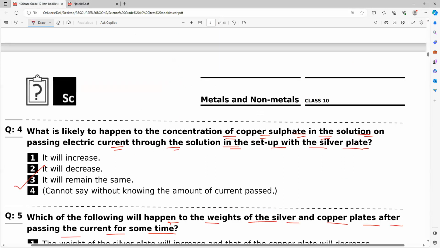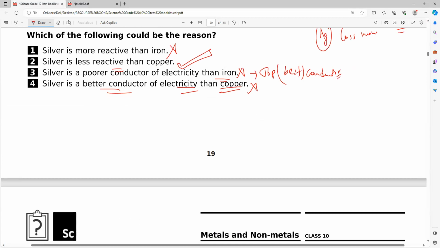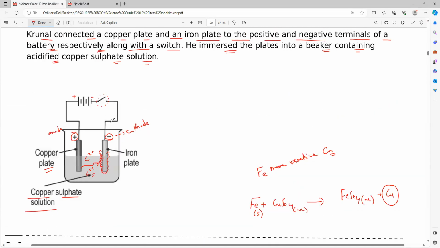Now the same thing applies here. So here, who is the cathode and who is the anode? The cathode is the pure one, so silver. The anode is the impure one, copper. So now whose thickness will increase and whose thickness will decrease? Copper is going to deposit here, guys, so it keeps on depositing. So whose thickness will increase?